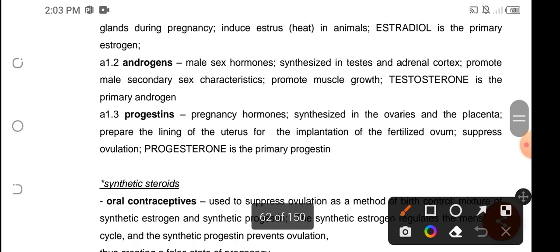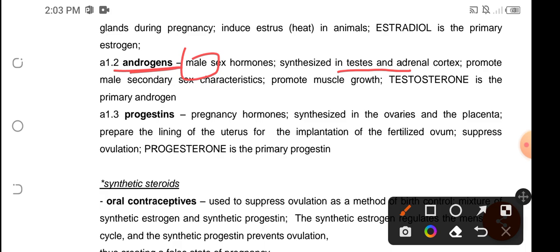The primary estrogen is known as estradiol. The second sex hormone is the androgen, or the male sex hormone. They are synthesized in the testes and adrenal cortex. They promote the male secondary sex characteristics. They also promote muscle growth, and testosterone is the primary androgen.